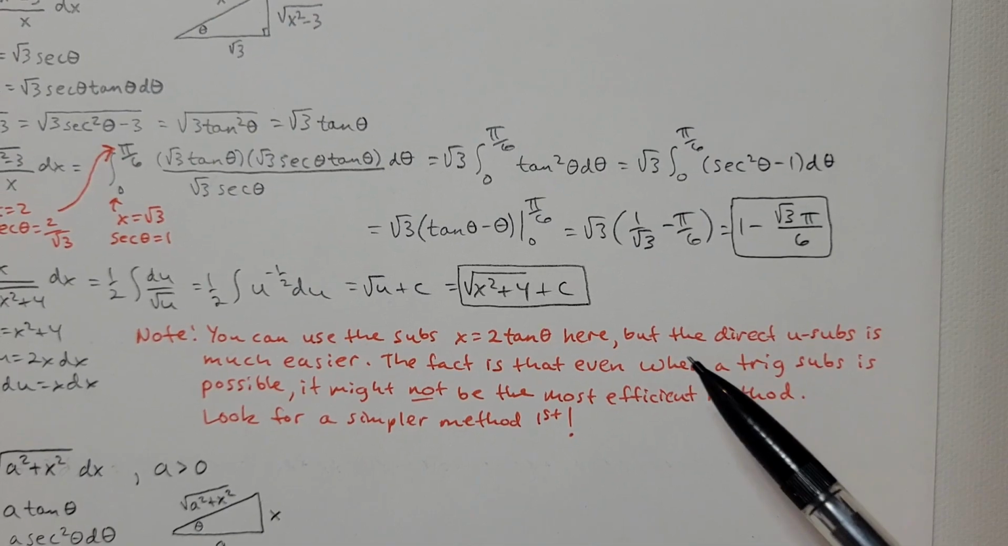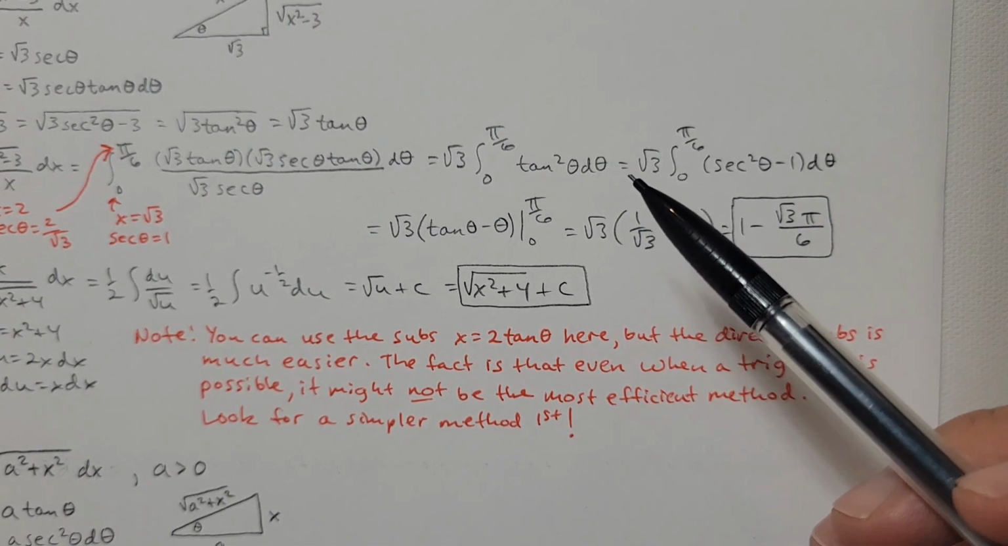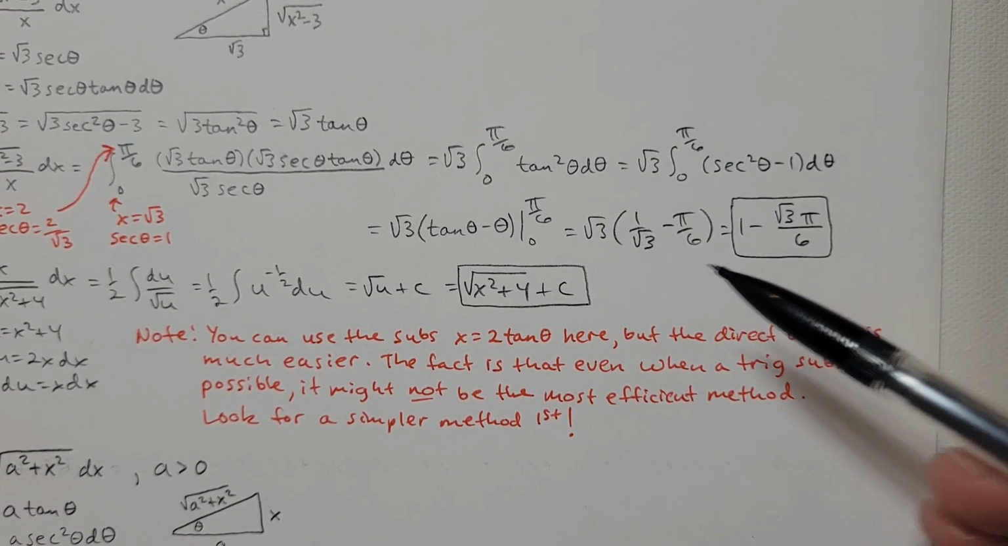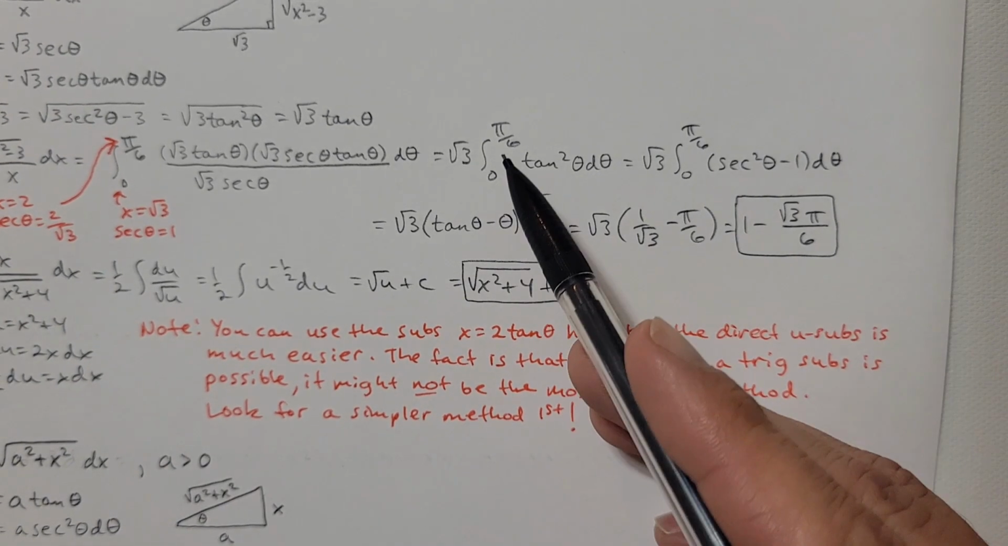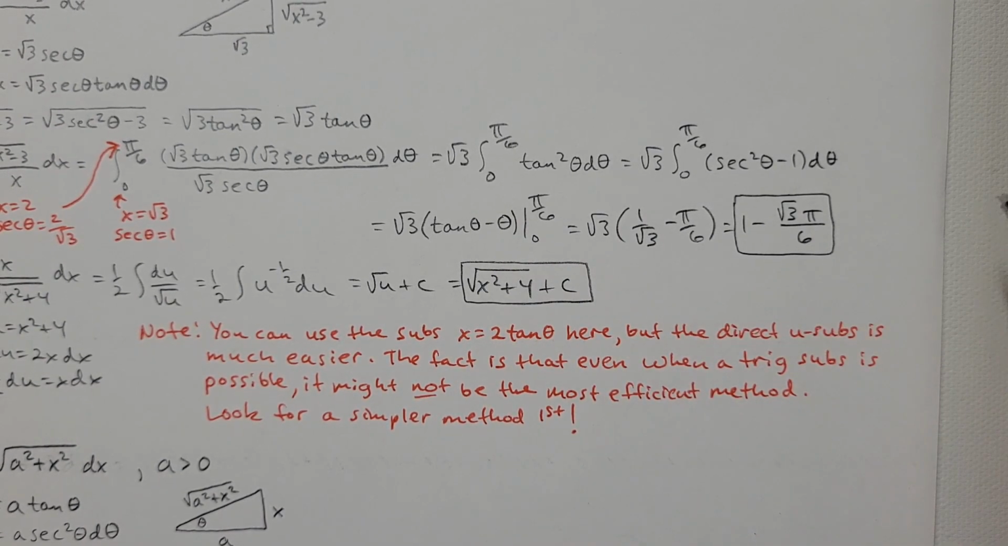Now, by the way, whenever I have a definite integral, I'm not substituting back for x. Whenever I have bounds here, you're going to keep everything in terms of theta and then plug in the bounds, and then you got your answer.